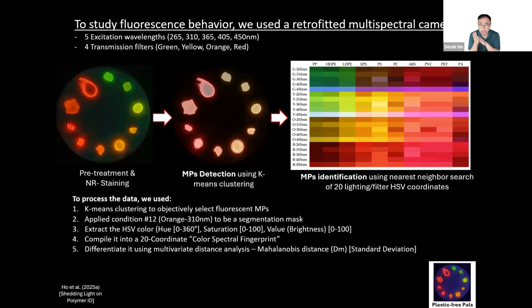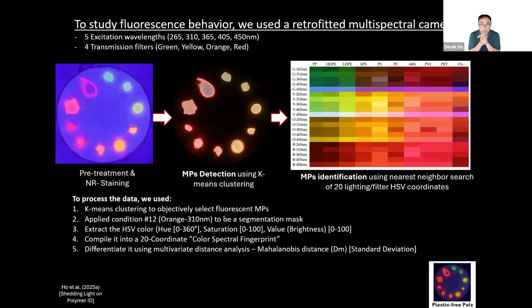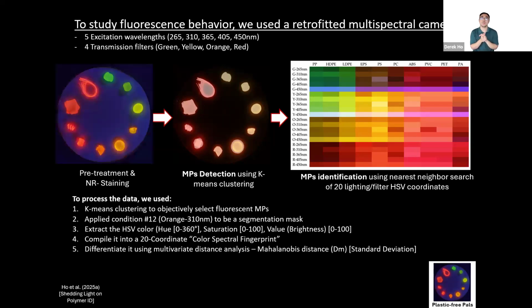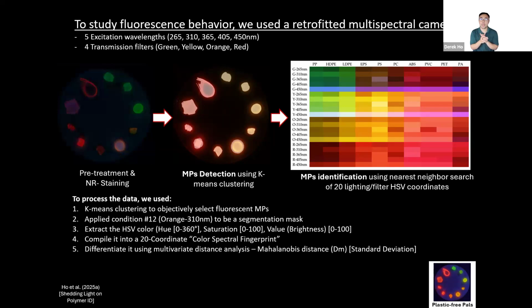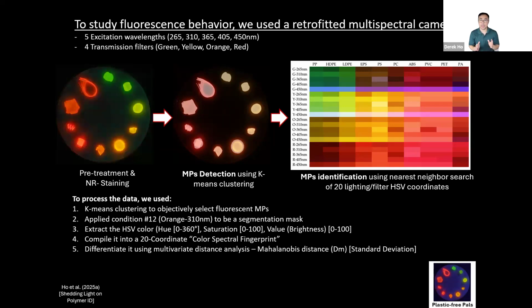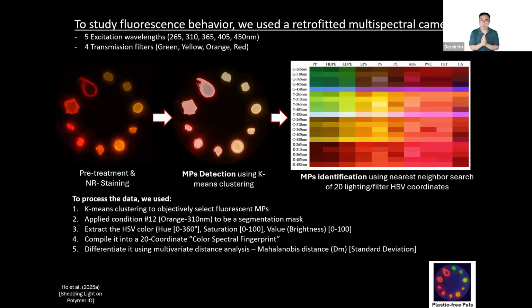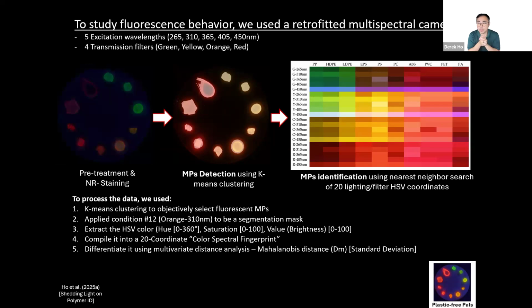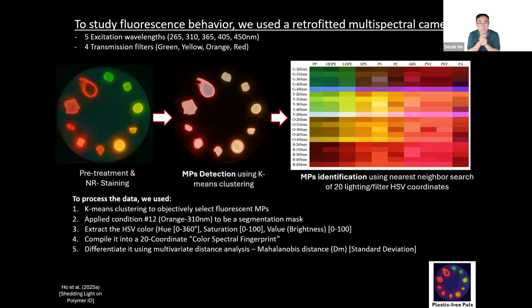After compiling it into the color spectral fingerprint, which is on the right, we can then use multivariate distance analysis, Mahalanobis distance, which matches how these 20 different columns of data match with one another in a 3-dimensional space. And the output data will pop out in terms of standard deviation, and values that are greater than 1 standard deviation can be easily told apart. Anything lower, not so much.